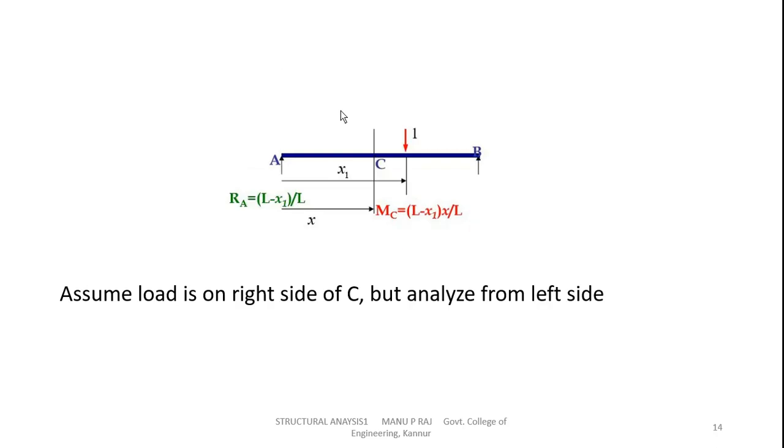Similarly, assume the load is on the right side of C and analyze from the left side. Then Ra into x. Ra is L minus x1 by L, so Ra into x means L minus x1 by L into x.